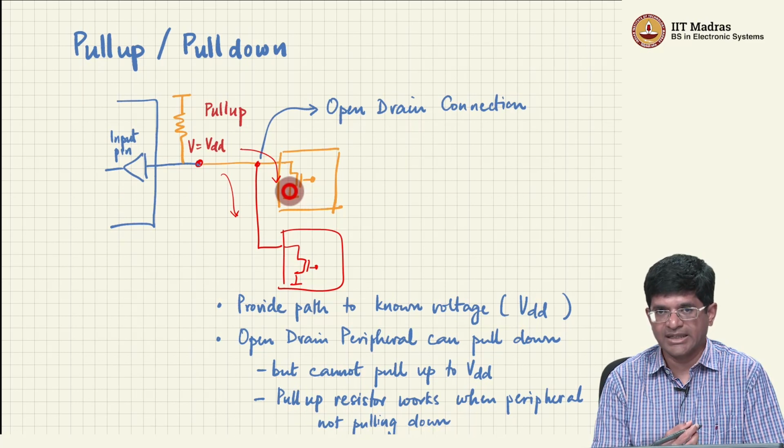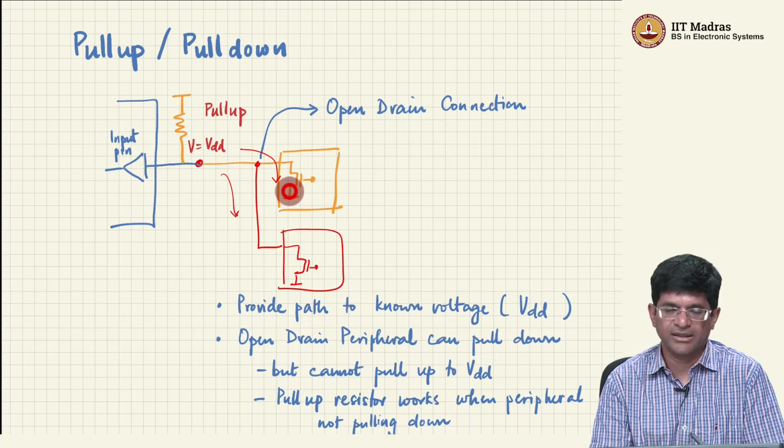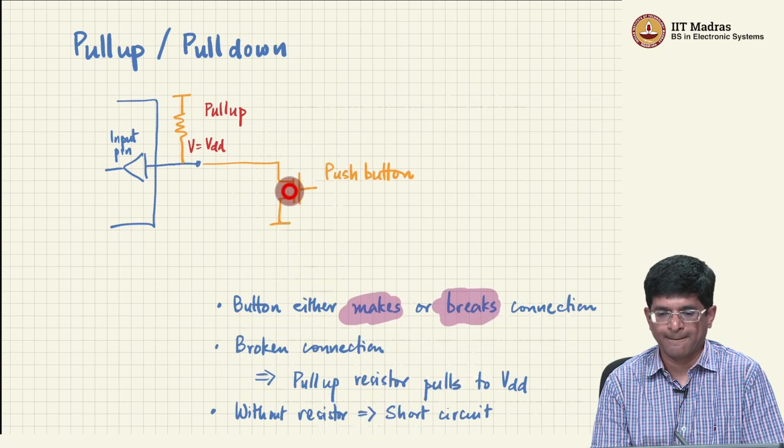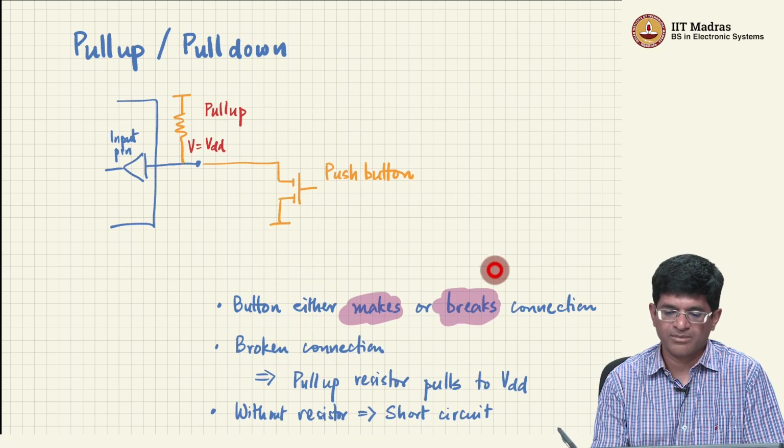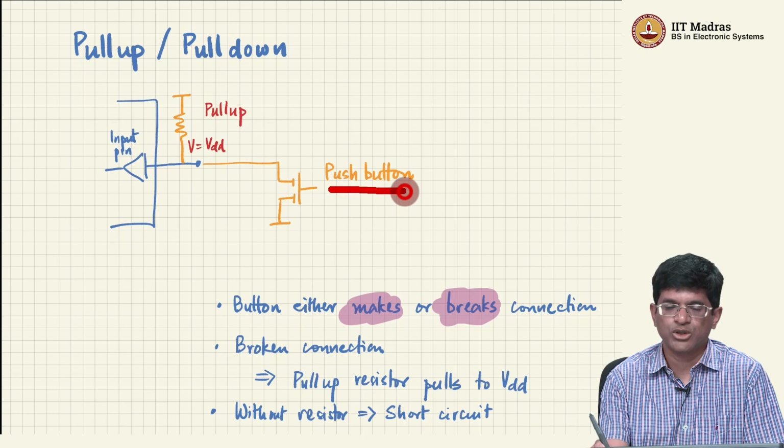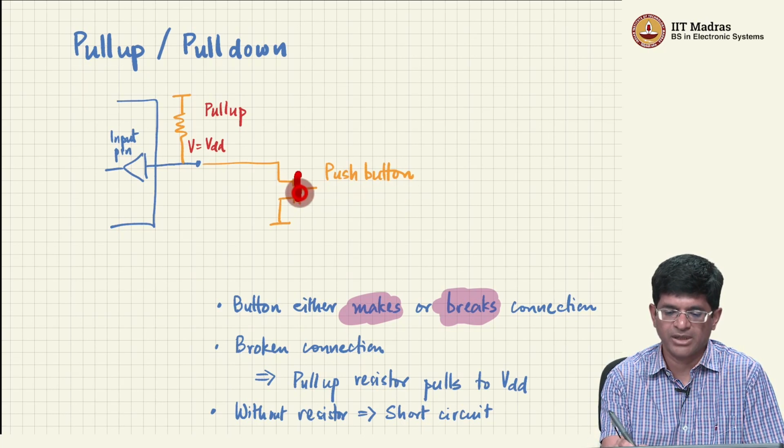So open drain connections are used in interfacing certain kinds of sensors, and you will come across them at various points when you try to build embedded systems. The other scenario where this becomes useful is something as simple as a push button. What does a push button do? It basically says if I press this button, it closes this contact and provides a path from this point to ground. In other words, it pulls this voltage down to 0.